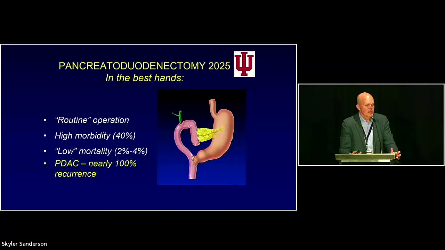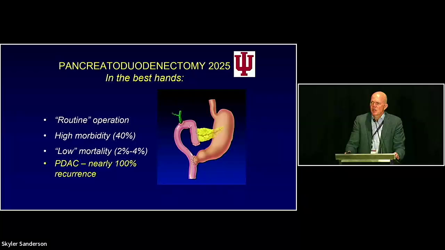And so where do we stand today? In 2025, pancreas head resection is a routine operation. It's performed routinely. However, this operation is still accompanied in the best of hands with a very high morbidity, and whether we call this low mortality of 2 to 4% in the best hands, that's still a substantial mortality related to operation. The elephant in the room when we consider pancreatic cancer is that virtually every pancreatic cancer patient will recur.